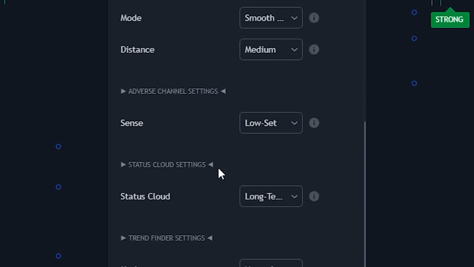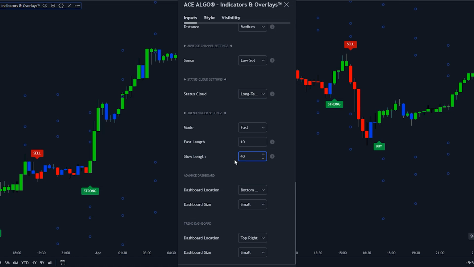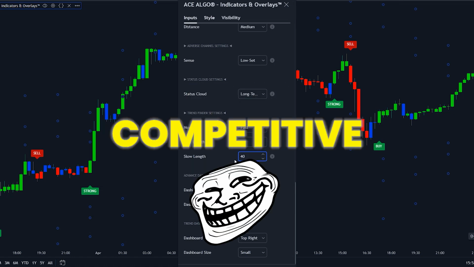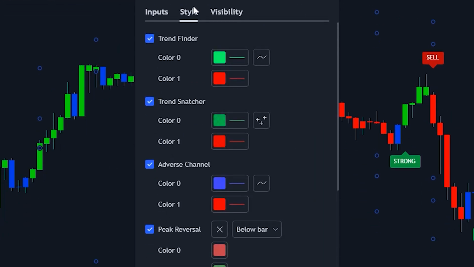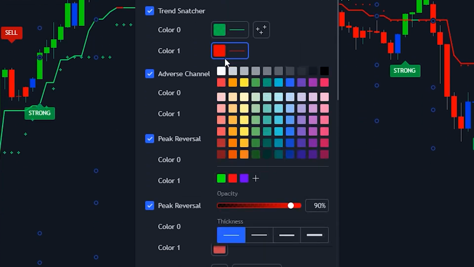Scroll down to the trend finder and set the mode to fast, with the fast length at 10 and slow length to 40. This fast mode is crucial as it helps us spot trends faster, giving us a competitive edge in the market. And don't overlook the styles section. Crank up that line thickness for better visibility.